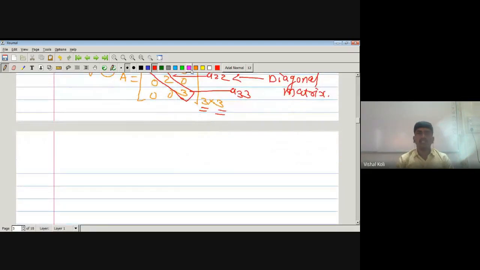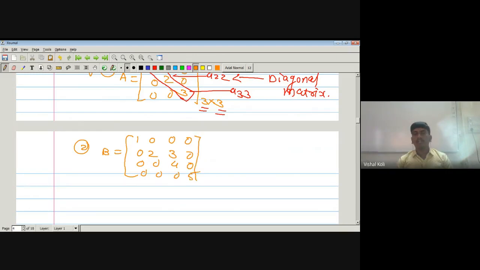Similarly, if we take the second example, P is a matrix of order 4 by 4, with rows 1 0 0 0, 0 2 3 0, 0 0 4 0, and 0 0 0 5. Since we have to take a square matrix, we have taken m equal to n. Now we have to check whether this is a diagonal matrix or not. Here this is the principal diagonal line, that is, these are the elements of the diagonal line.